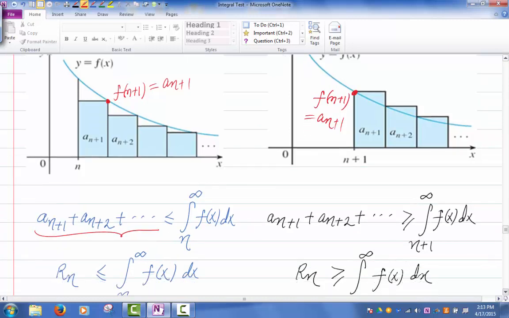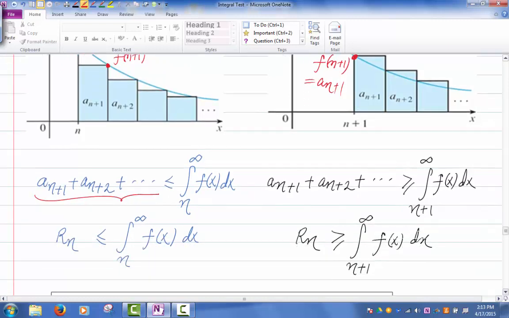So I have this inequality then, that Rn is greater than the integral from n plus 1 to infinity of f of x dx. So I got a lower bound for Rn, I got an upper bound for Rn. Is that clear? What's the difference between the two integrals?